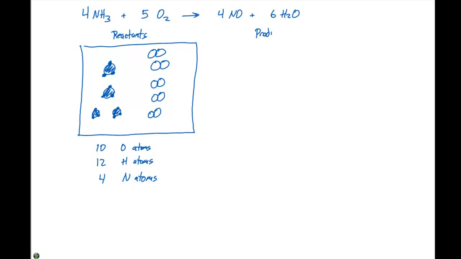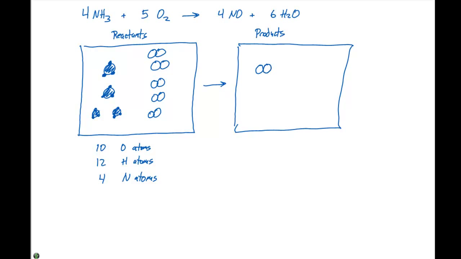Over here on the product side, we can also pictorially show what happens in going from reactants to products. In this case, we're going to form 4 NO molecules. So an NO is going to have a slightly shaded atom and an open circle. So we're going to get 4 of those, and then we're going to have 6 waters. The waters are the oxygen with 2 hydrogens on each side.